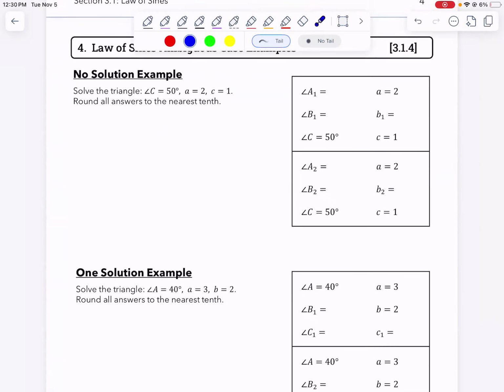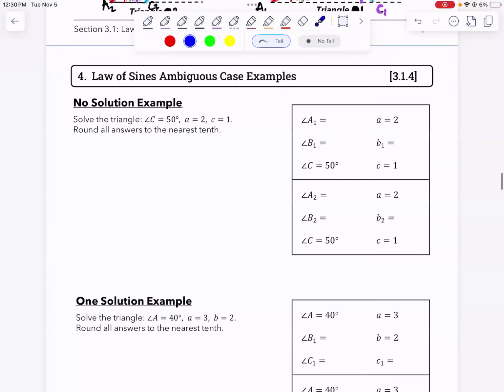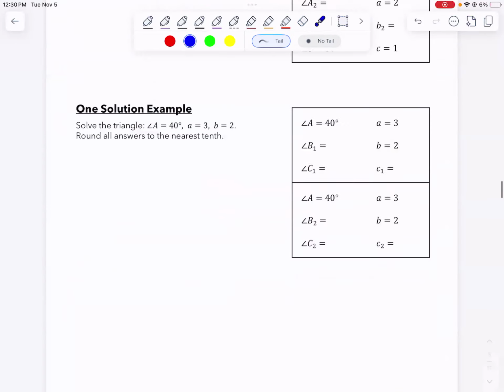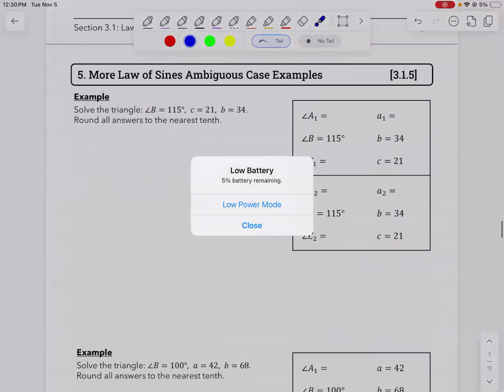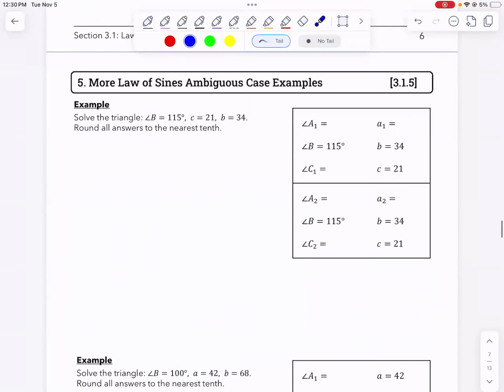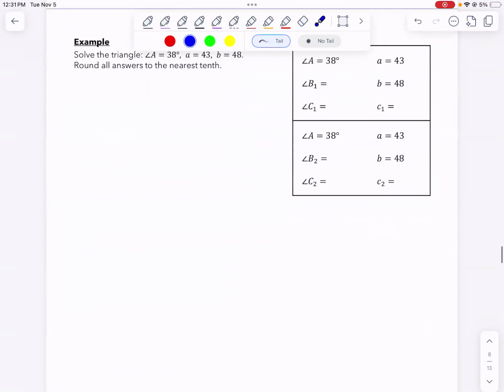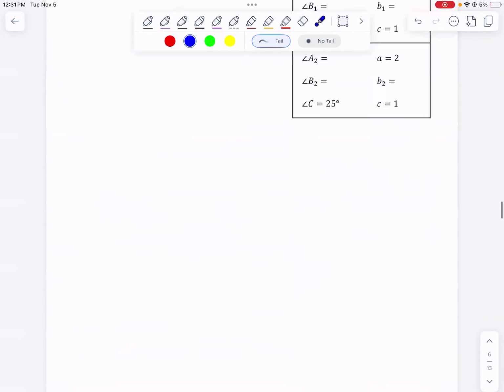With each problem, you are approaching them as if you don't know how many solutions there are. On these examples, I have labeled what they end up being, just for ease of looking back at your notes. Oh, come on, iPad, you can make it through this video. And later on, I have some examples the way that you would see them, where it doesn't tell you how many to expect.